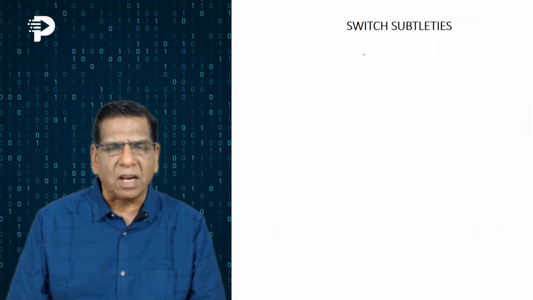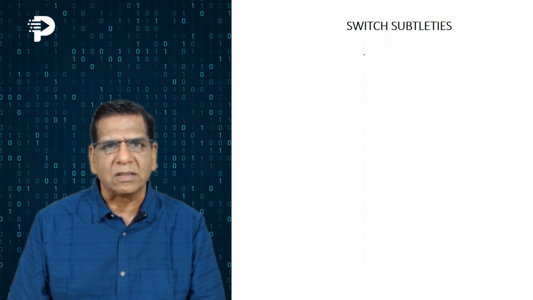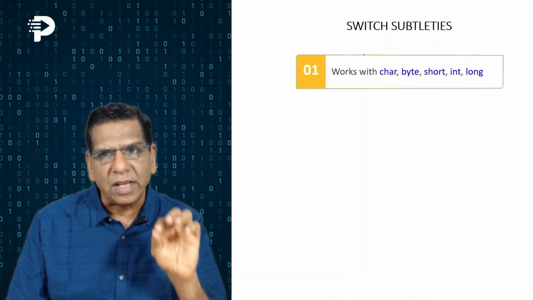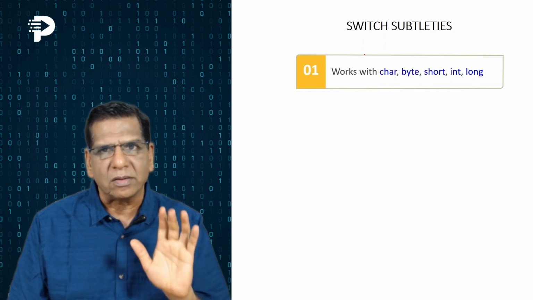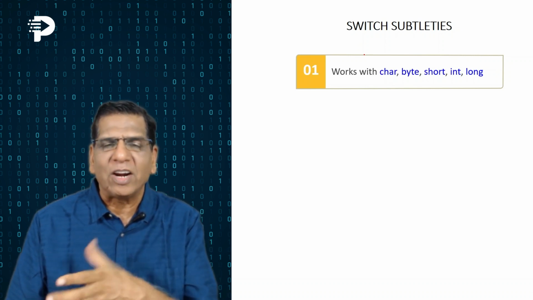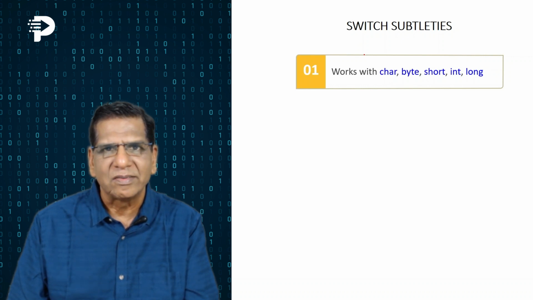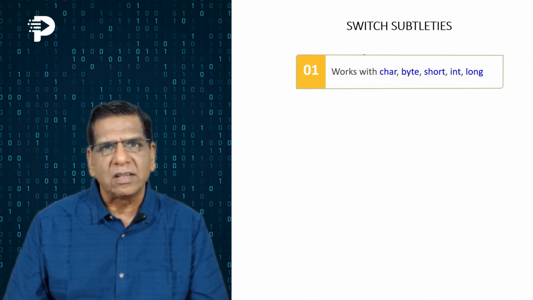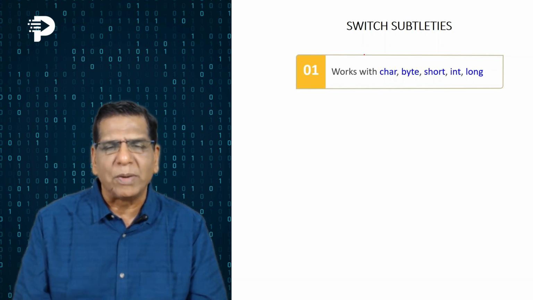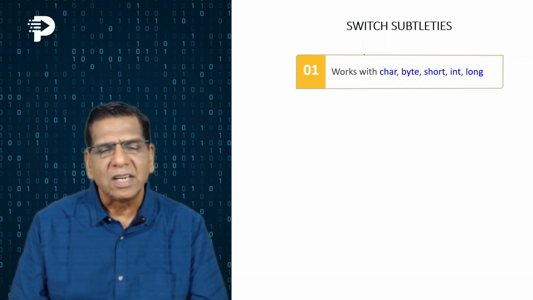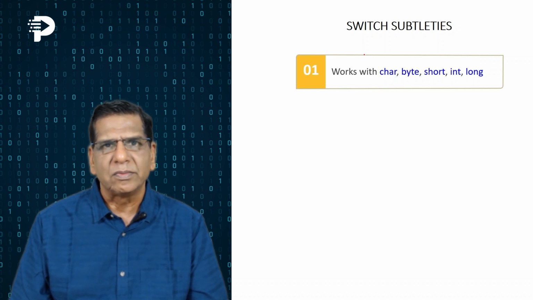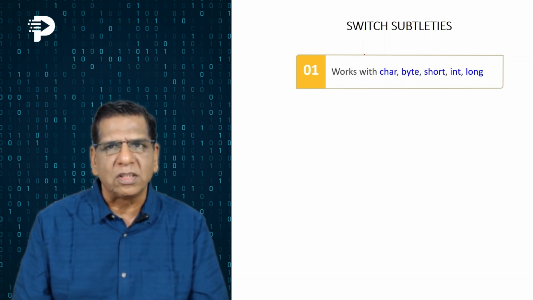Let's now look at some of the subtle issues associated with this case control instruction. Very, very important that it will work only for a char, a byte, a short, int or a long. In fact, byte, short, int and long are nothing but variations of the integer. So apart from integer, it will also work for a char. What are the differences between byte, short, int and long? Byte is 1 byte long, short is 2 bytes long, int is 4 bytes long and long is 8 bytes long. But basically all of them can hold what? Only integer values. Means for integers and char alone the switch would work.